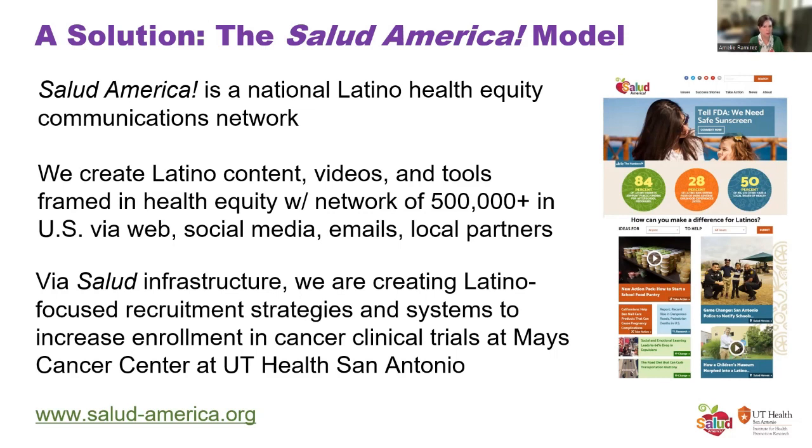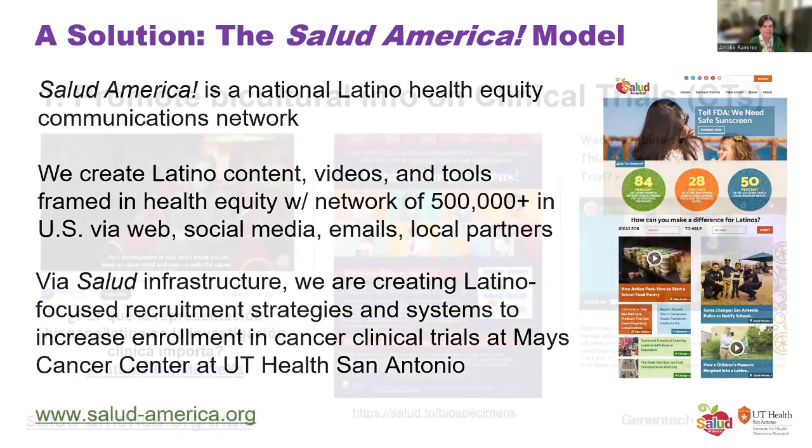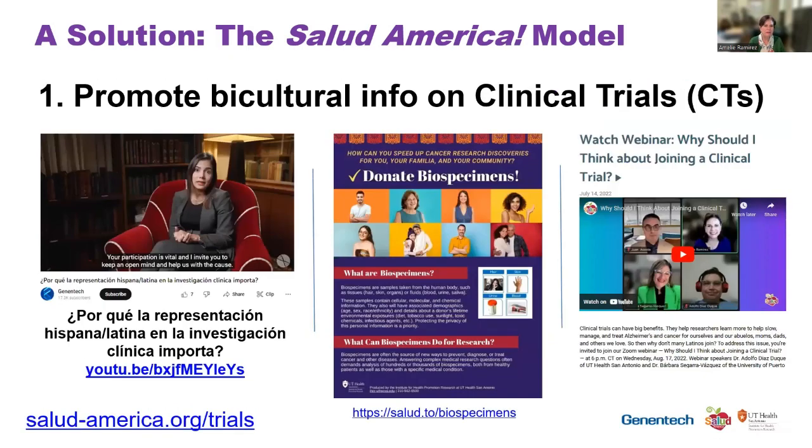So when we're recruiting for the Mays Cancer clinical trial, we obviously do a little bit of geomapping and try to find out what census areas we want to reach in our Bexar County area. So you can go to our website, saludamerica.org, to learn a little bit more about that. If we can go to the next page, please. And so these are just some examples that I wanted to share with you.